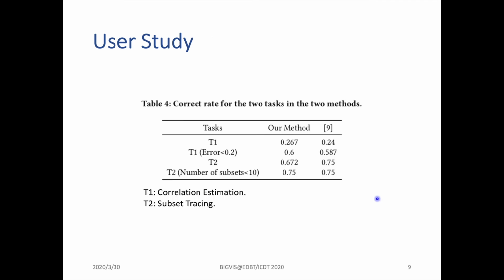This table shows the result of the user study. It shows that our method has similar performance to the compared method in terms of correlation estimation and subset tracing. However, our method is much faster than the compared method. In the user study, the images of our method were generated through the real-time interactions, which totally took several seconds. In contrast, the compared method took more than 3 minutes to generate those images.